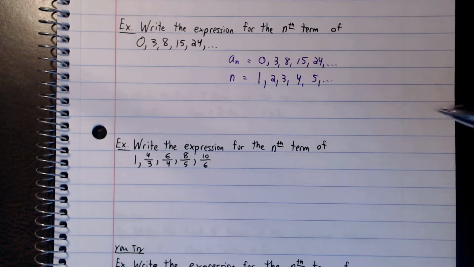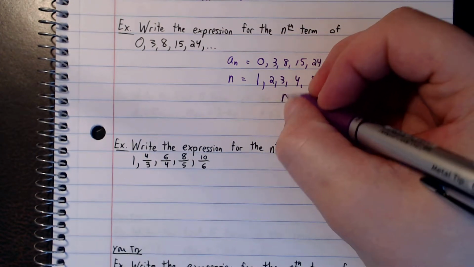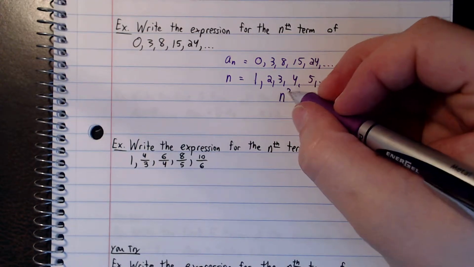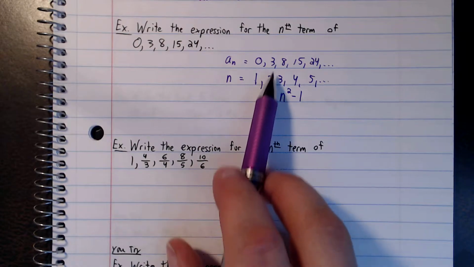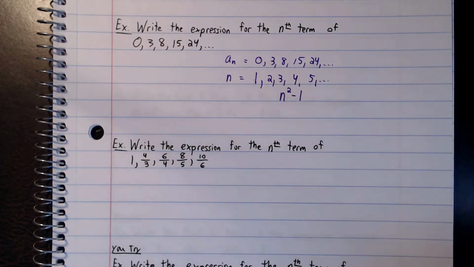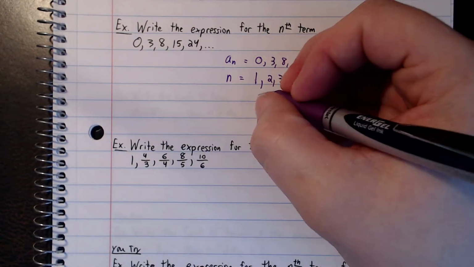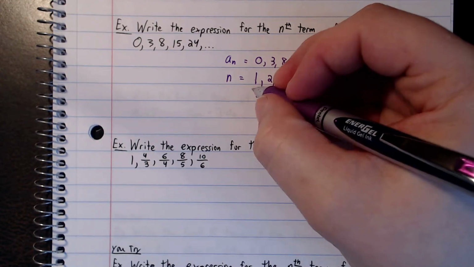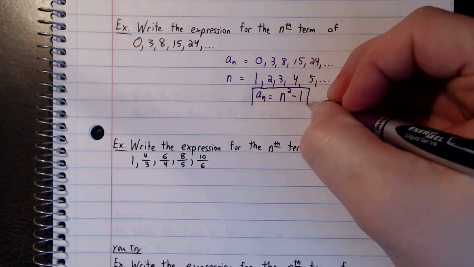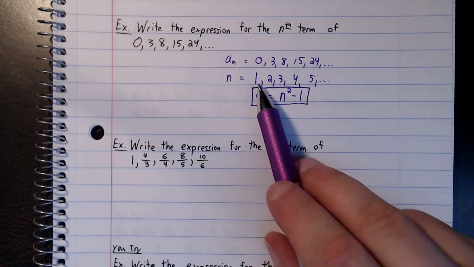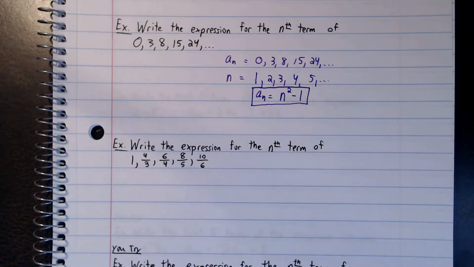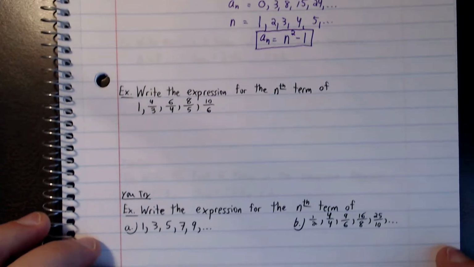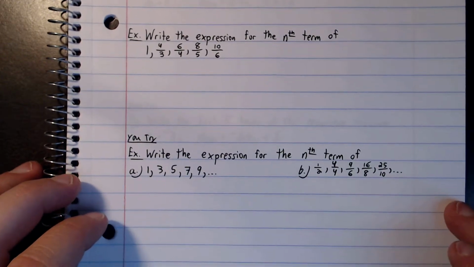So if I take my first position, square it, and then subtract 1, that gives me the answer for each of these particular spots. So this is the expression that we're looking for. We squared our first number, subtracted 1, and we got that number out. So it takes a little bit of thinking and recognizing patterns. Let's take a look at another one.